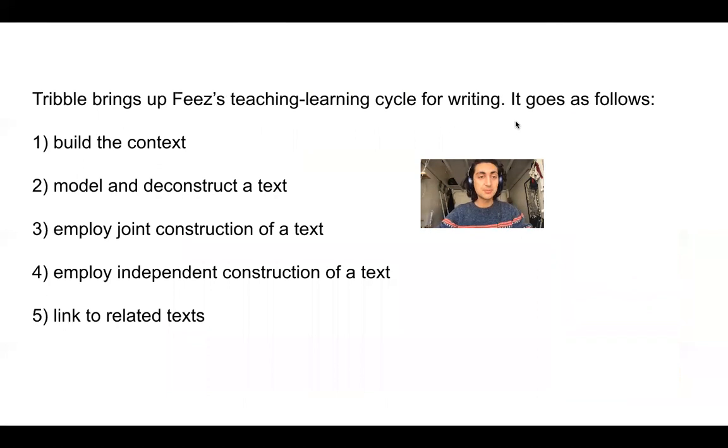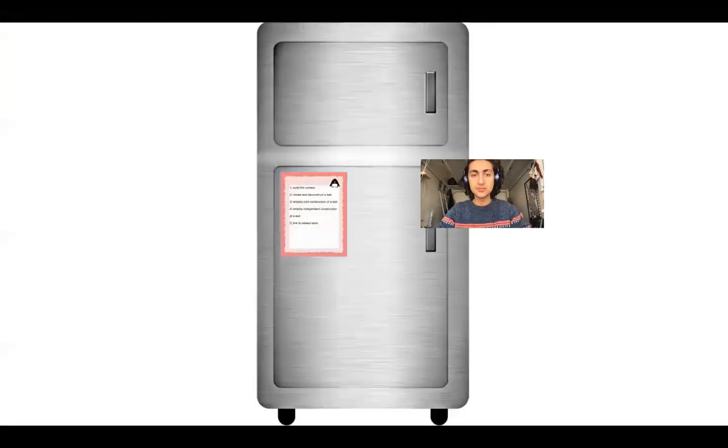So Tribble then brings up Feez's teaching learning cycle for writing. It goes as follows. Number 1, build the context. 2, model and deconstruct the text. 3, employ joint construction of a text. 4, employ independent construction of a text. 5, link to related texts. So this is really important. Imagine you just print it out and put it on the fridge. I like that idea. I think that's a really important thing to do.